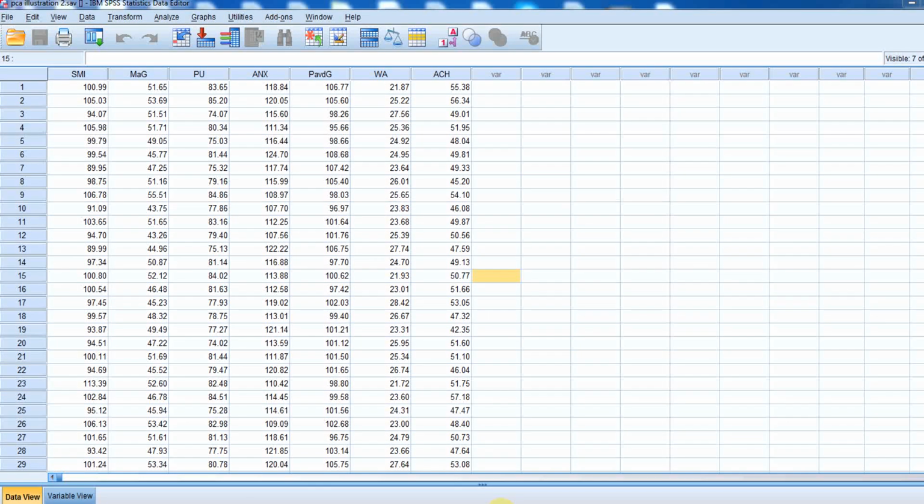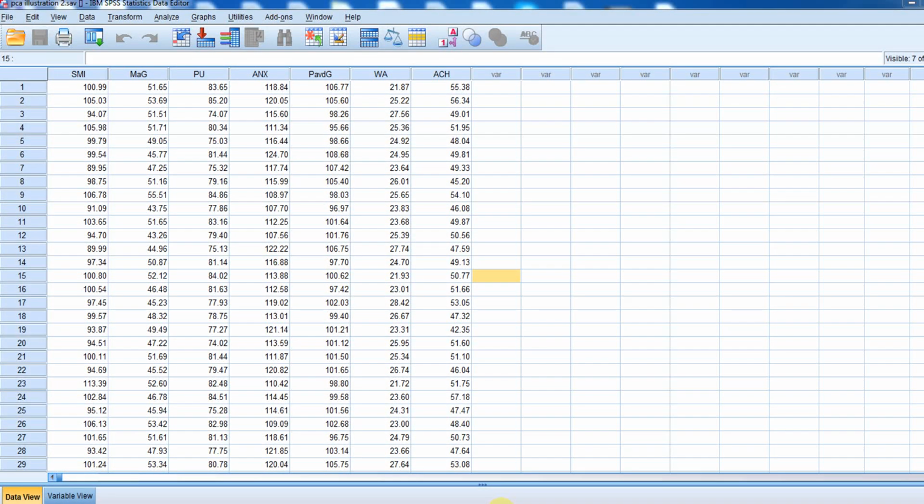In this video, I'm going to demonstrate how to carry out principal components analysis using scores on a set of summative measures. And one of the reasons why you would carry out principal components analysis is data reduction.